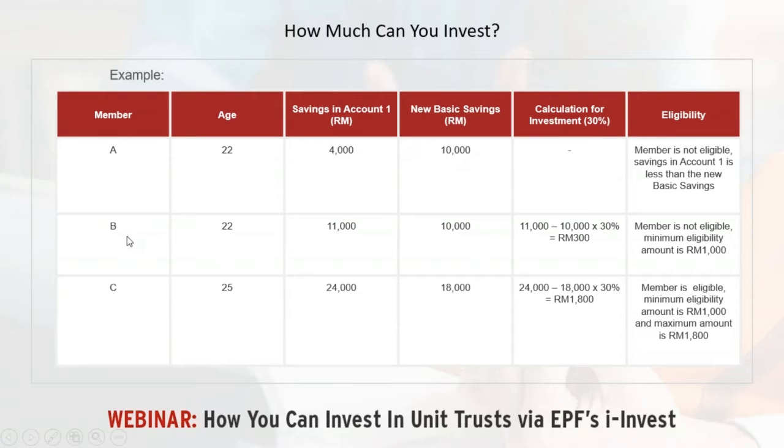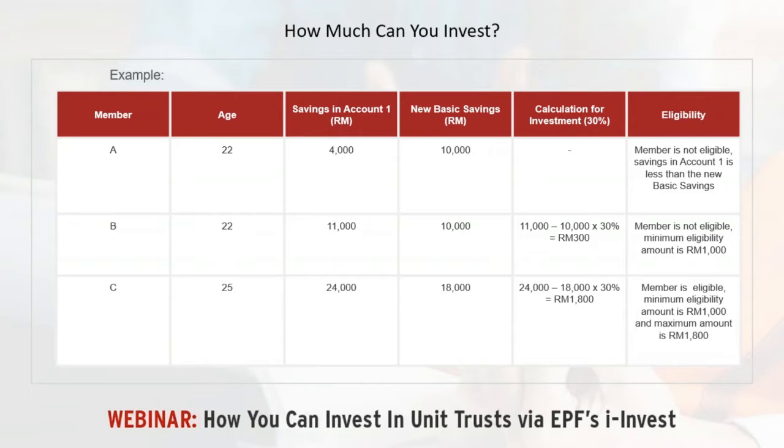Coming to member B, who is 22 years old as well. The current savings in Account 1 is 11,000. The basic savings for 22 years old is 10,000. After calculating using the formula, this member is not eligible either, because the minimum investment for EPF is 1,000.